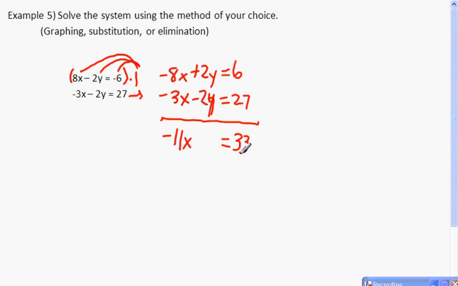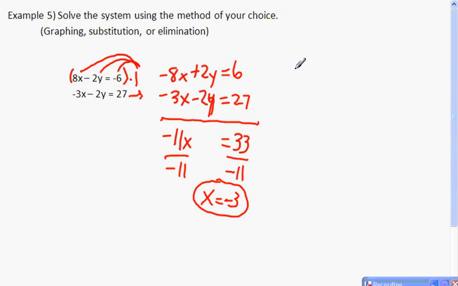And we have equals 6 plus 27 is 33. Divide both sides by negative 11. And we find out that x is equal to negative 3.